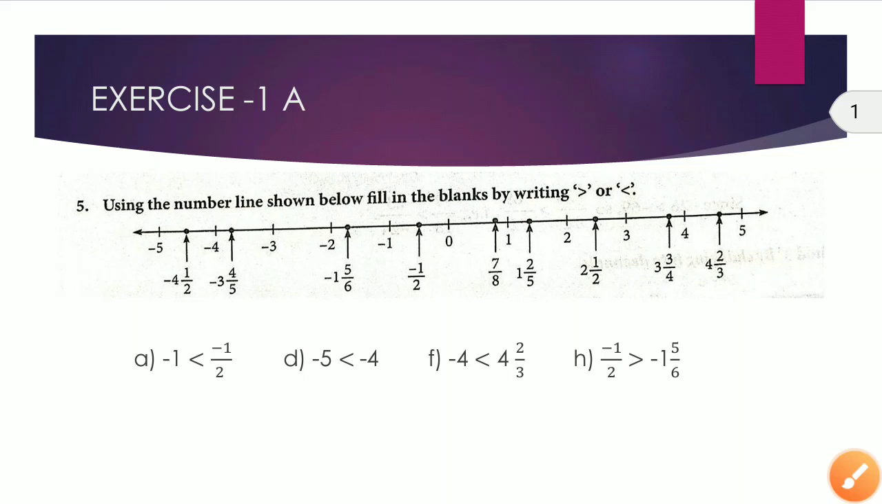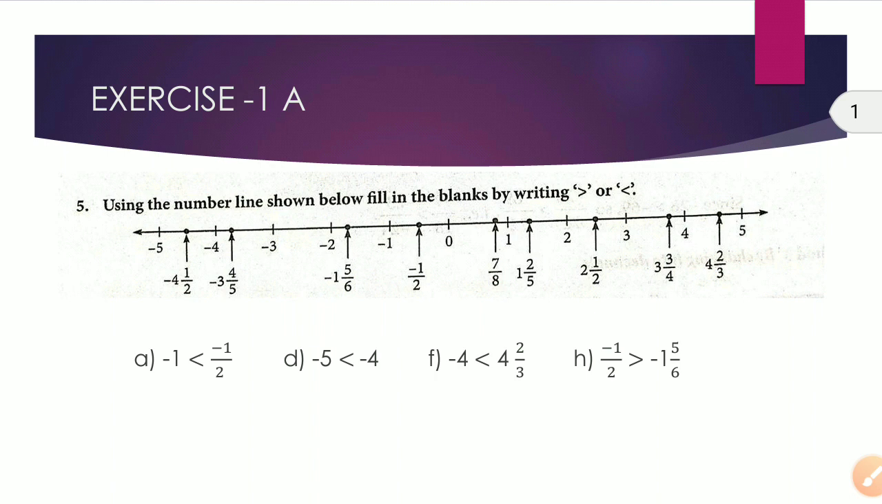Students, yesterday we had read up to question number 4 of exercise 1. So today we will start from question number 5. Your question number 5 is, using the number line shown below, fill in the blanks by writing greater than or equal to sign.